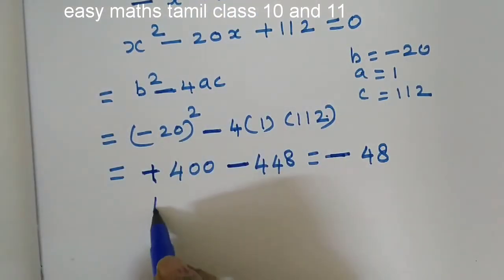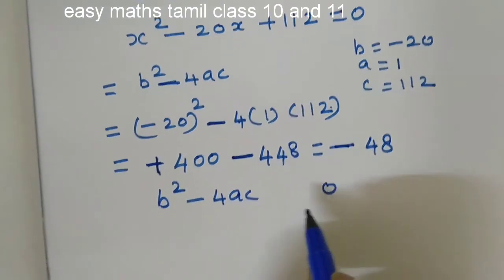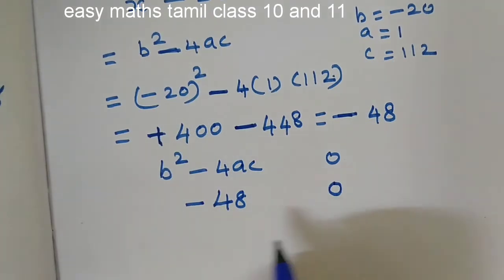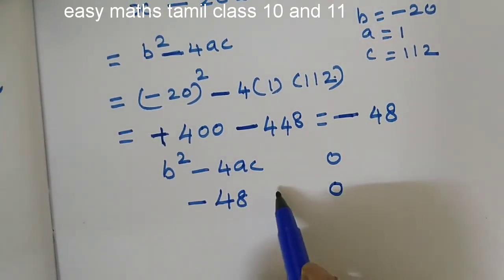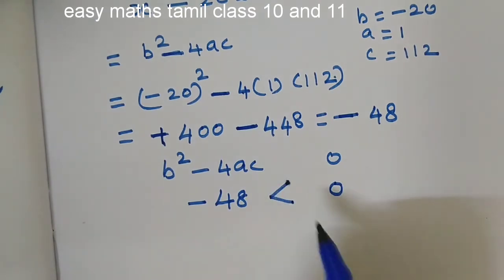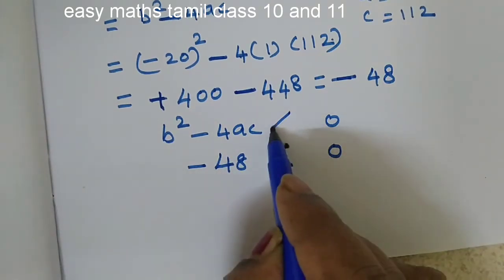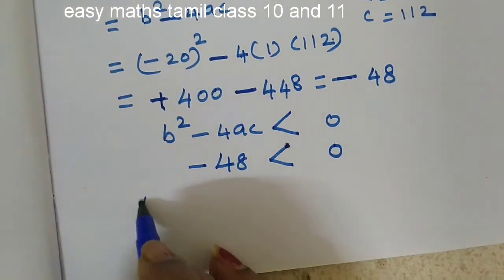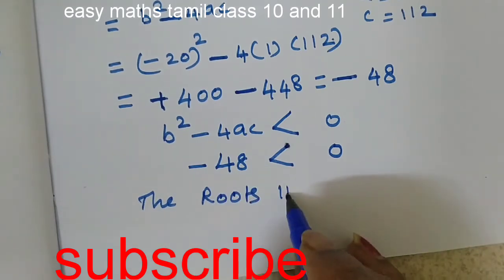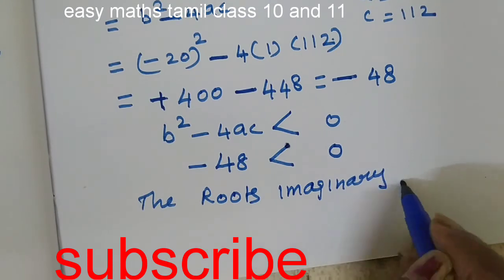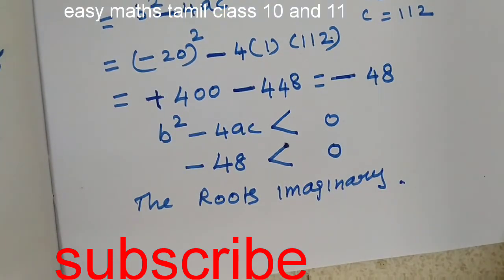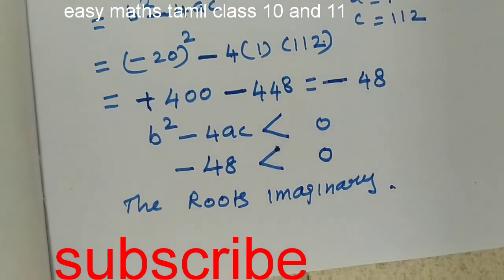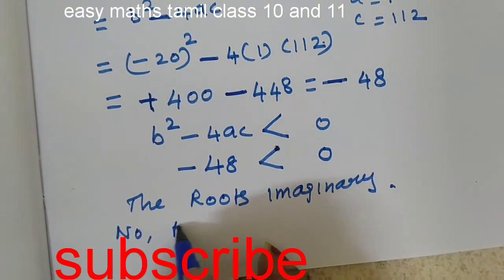Now compare the value of b square minus 4ac with 0. B square minus 4ac value is minus 48 and this is 0. So minus 48, this is a negative integer, is always lesser than 0. So b square minus 4ac is less than 0. The roots are not real, the roots are imaginary. So this condition is not possible, the situation is not possible. Is the following situation possible? No, the following situation is not possible.